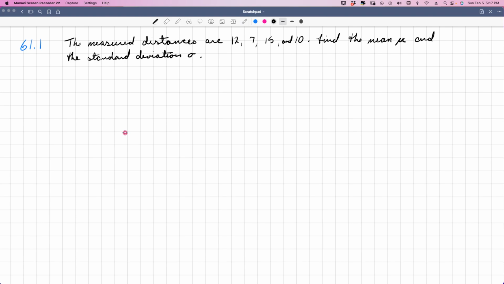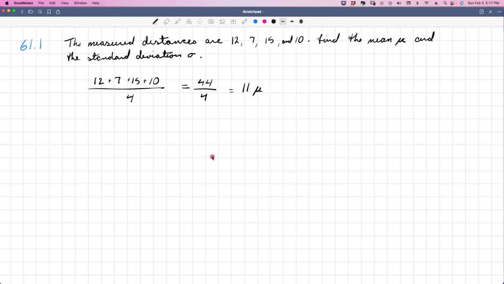So 61.1, our problem is the measured distances are 12, 7, 15, and 10. Find the mean and the standard deviation. So to find the mean, we're just going to find the average. So 12 plus 7 plus 15 plus 10 divided by 4. And that is going to give us a total of 44 divided by 4, which gives us a mean of 11. That's our mean.